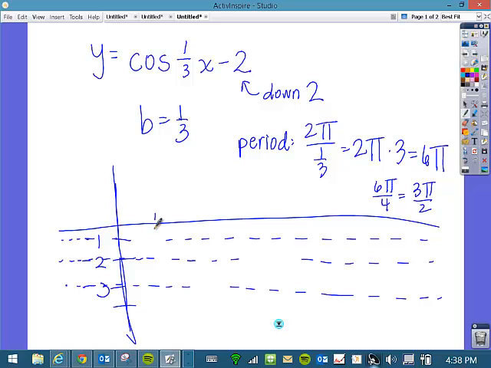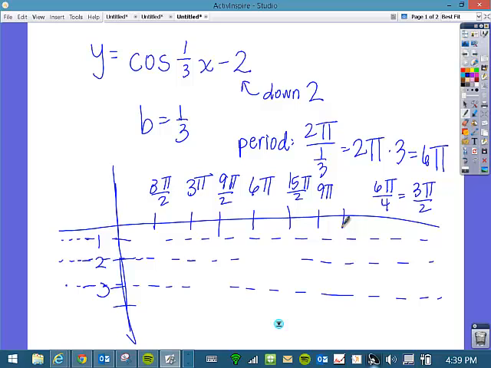So I'm going to start with 3 pi over 2. Then it would be 6 pi over 2, which would be 3 pi. Then, so 3, 6, then 9 pi over 2. And then 12 pi over 2, which would be 6 pi. So that's one period, 6 pi. Then we're going to do another period. So 9 pi over 2, 12 pi over 2, 15 pi over 2, then 18 pi over 2, which is 9 pi.